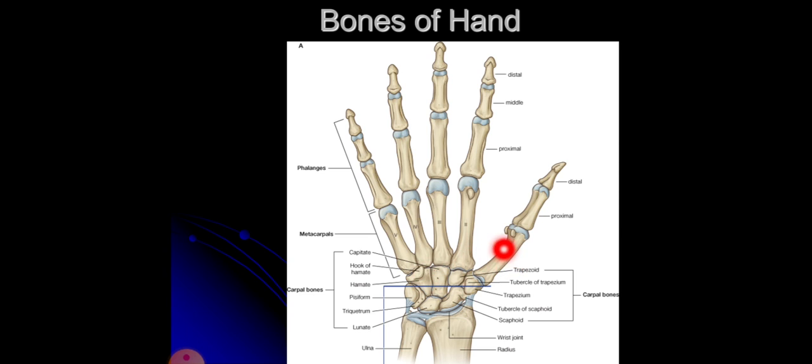Okay, here is the metacarpal bone, which has a base, heads, and shafts. Phalanx also are long bones, having a proximal part, a distal part, and between them the shaft.